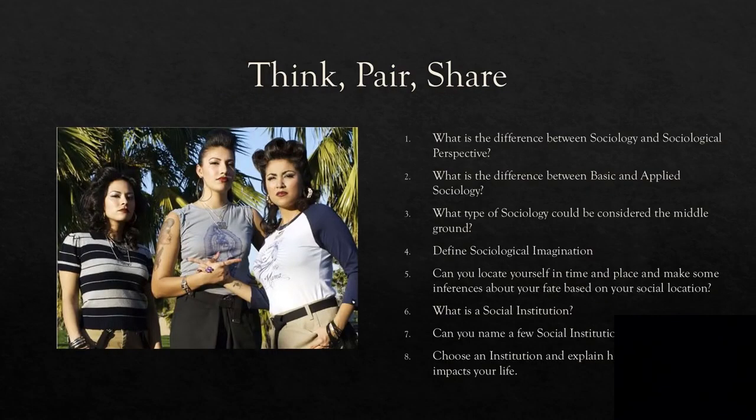So the questions that we're looking to be able to answer by the end of this class: what's the difference between sociology and sociological perspective? What's the difference between basic and applied sociology? What type of sociology could be considered middle ground? Could you identify and define sociological imagination? Can you locate yourself in a time and place and make some inferences about how your fate would be changed based on that social location? Identify social institutions, name a few social institutions, and be able to explain specifically how that particular social institution impacts your life.